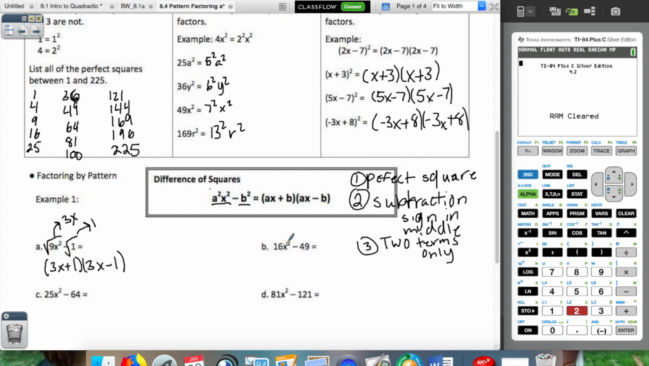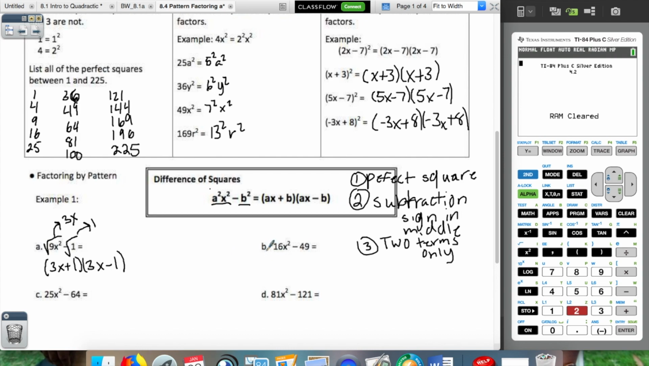So let's look at B. We have 16x squared minus 49. I'm going to check the three things first. Are there only two terms? Yes. Is there a subtraction sign in the middle? Yes. And are these two perfect squares? Let's figure it out. Are they on our perfect squares list? 16 is, so that's cool. And you know what? So is 49. So I think this is going to work out. I think this is a difference of squares.